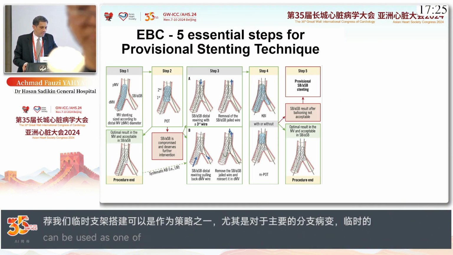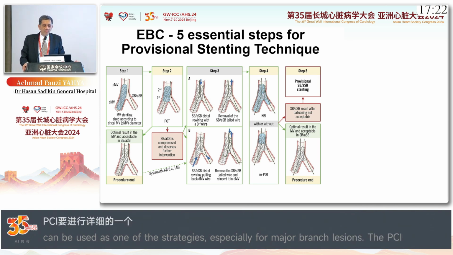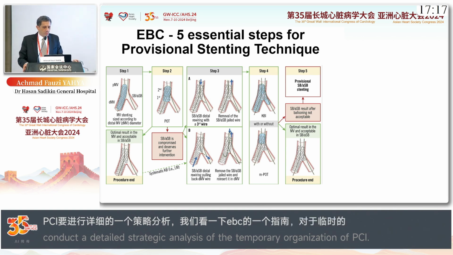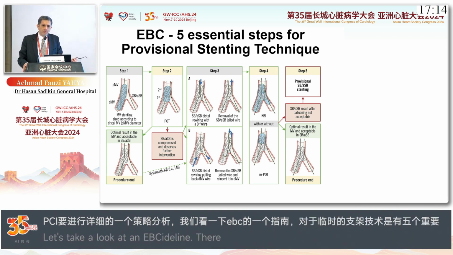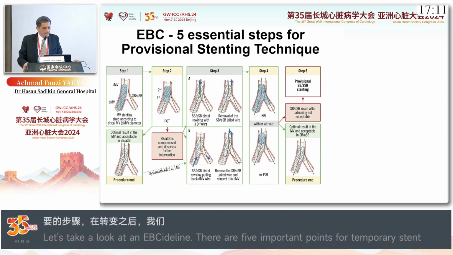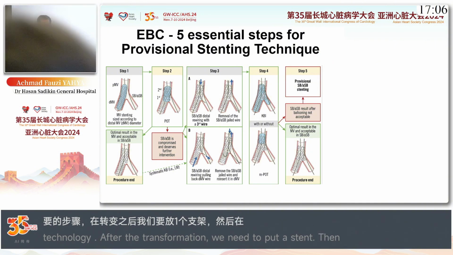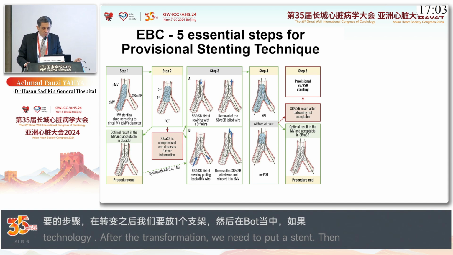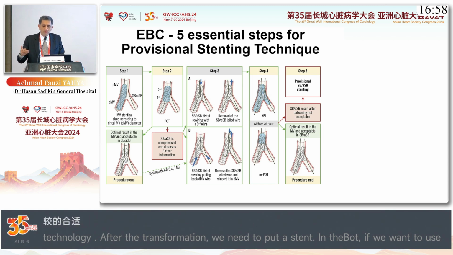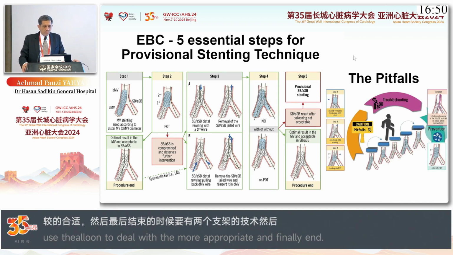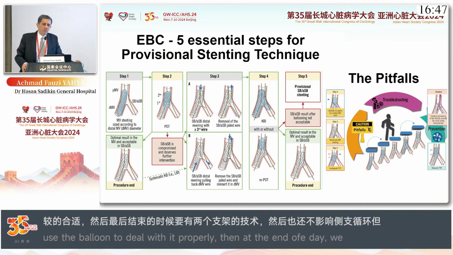So look at the EBC, which proposed 5 essential steps for provisional stenting. After lesion preparation, you put the stent at the main vessel, and then do a POT. And afterward, if you are going to treat the side branch, you have to do kissing balloon properly, and then end up with the finish, or you have to perform the two-stent technique when there is a compromise of the side branch. But in doing this, there are a number of pitfalls.